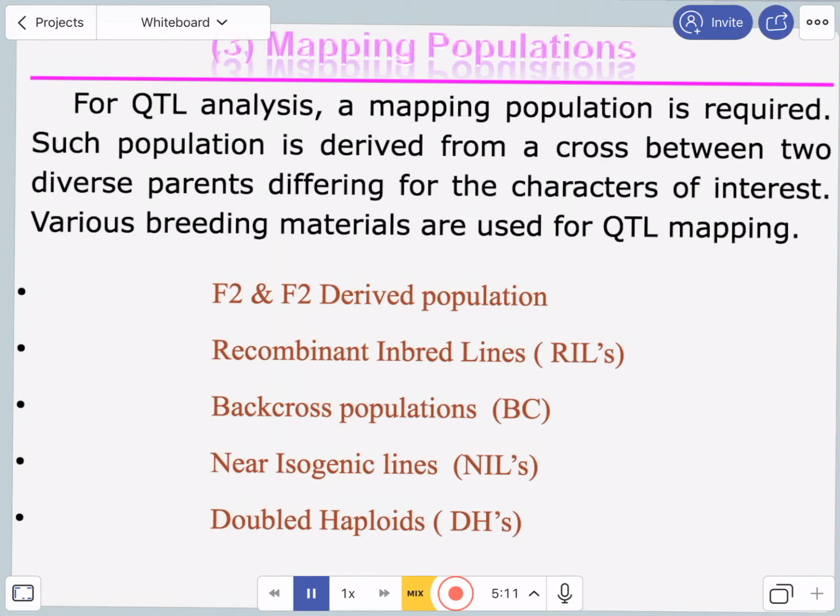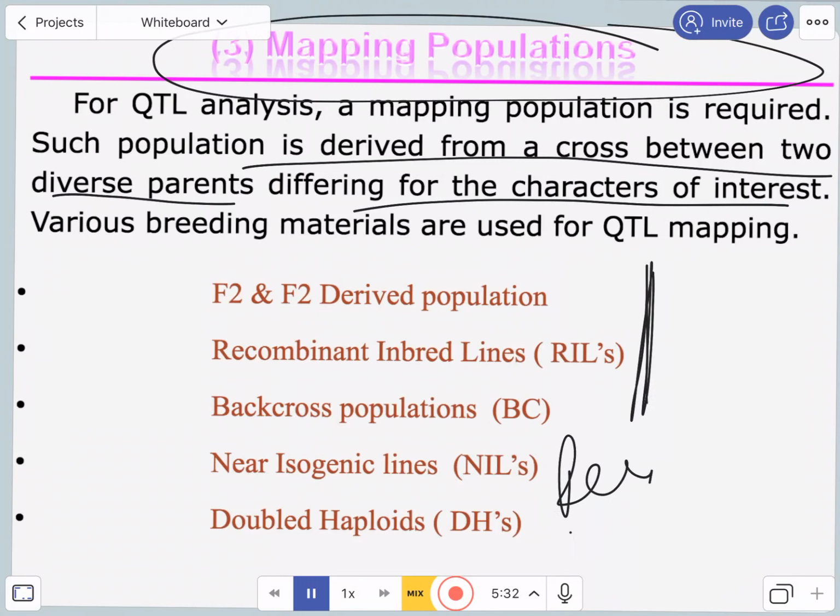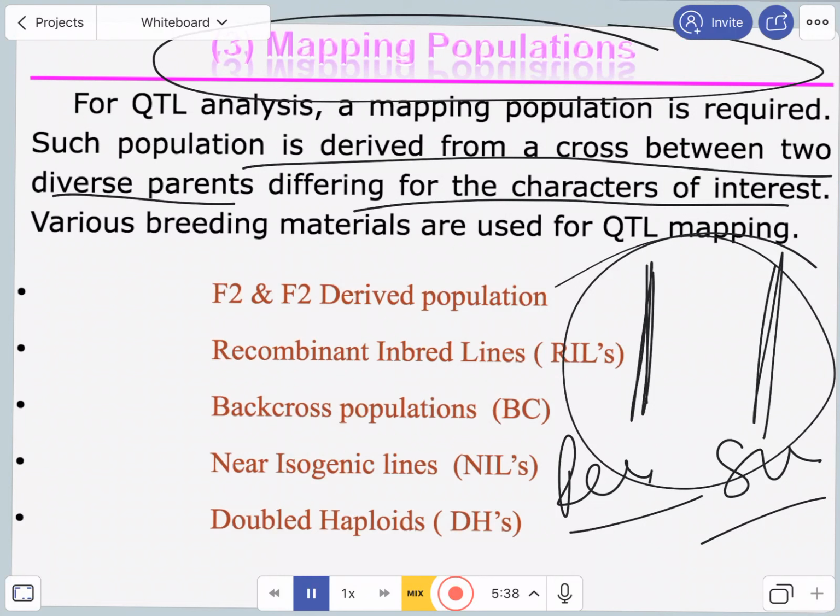Next, the mapping population. Mapping populations are the essential primary requisite for QTL analysis. Mapping populations are segregating populations derived from a cross between two diverse parents differing for the character of interest. Suppose there is a parent which is resistant, then we should take the other parent as a susceptible one: contrasting parents differing for the character of interest.